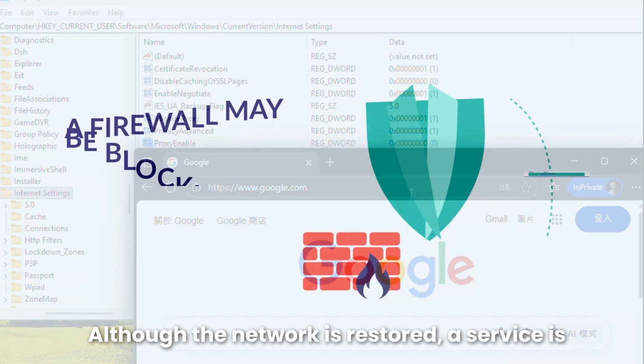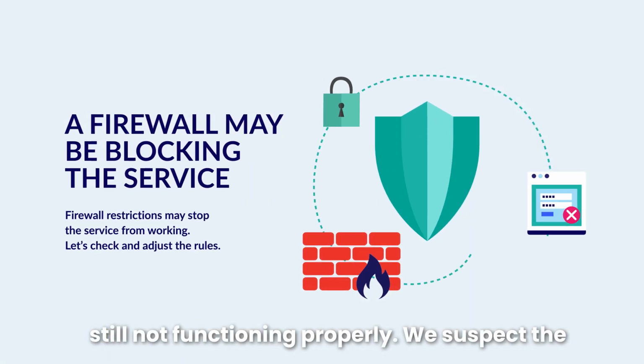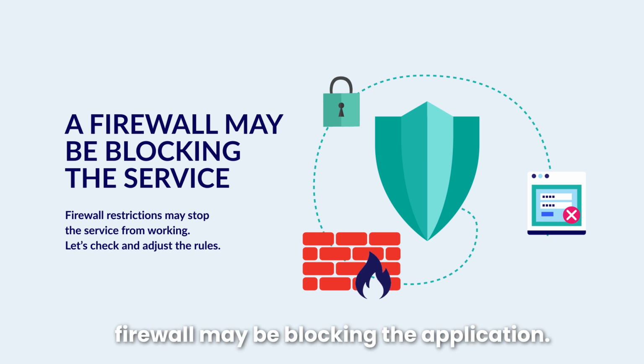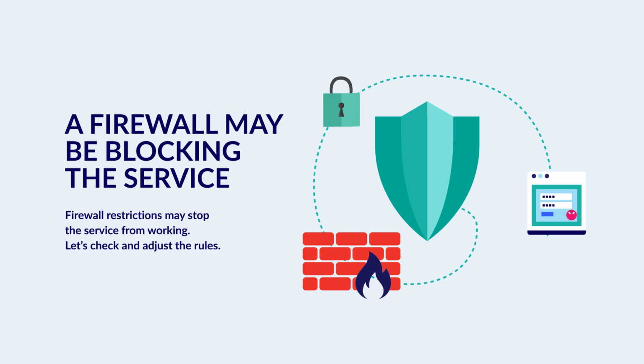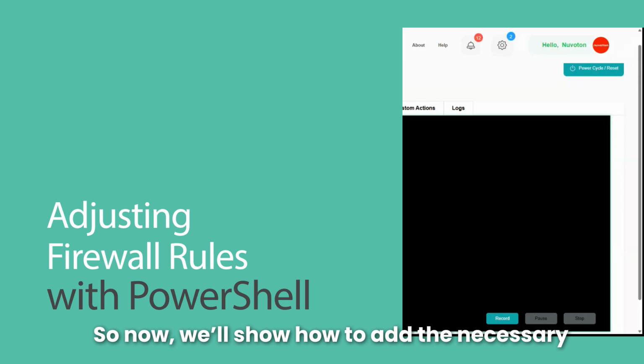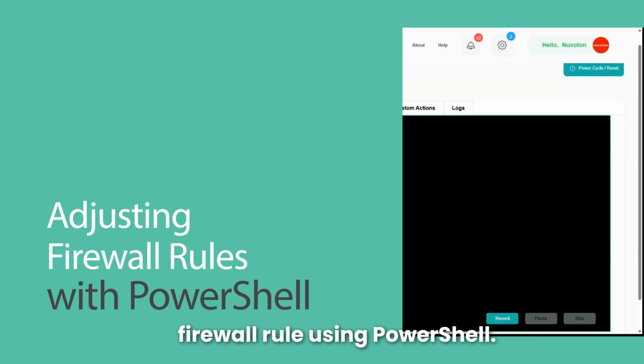Although the network is restored, a service is still not functioning properly. We suspect the firewall may be blocking the application. So now, we'll show how to add the necessary firewall rule using PowerShell.